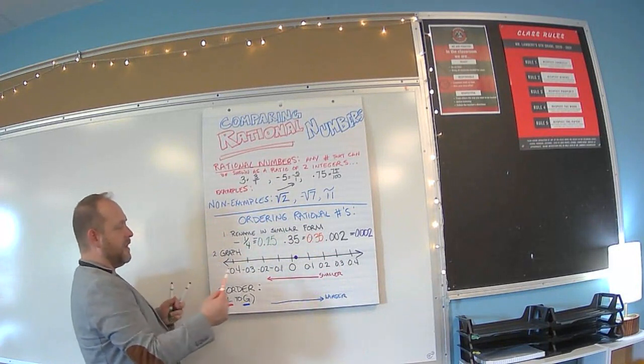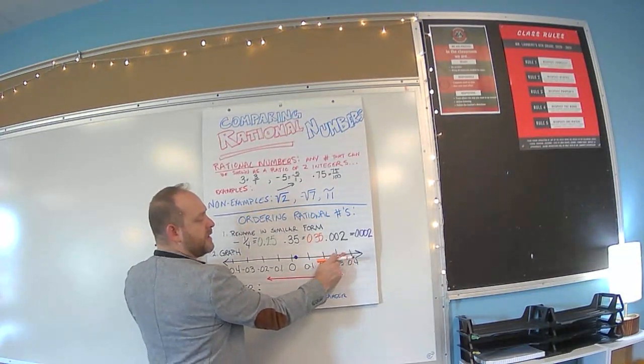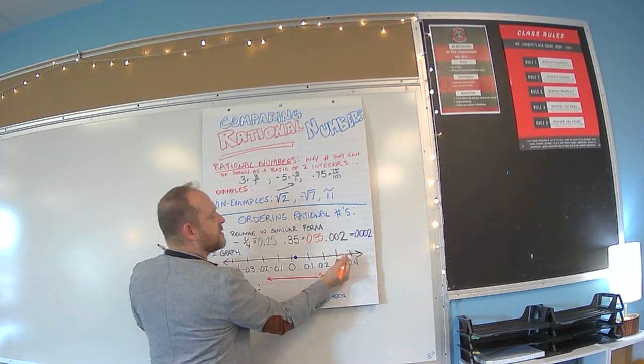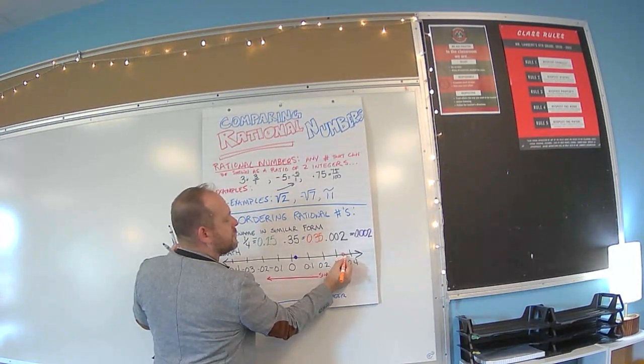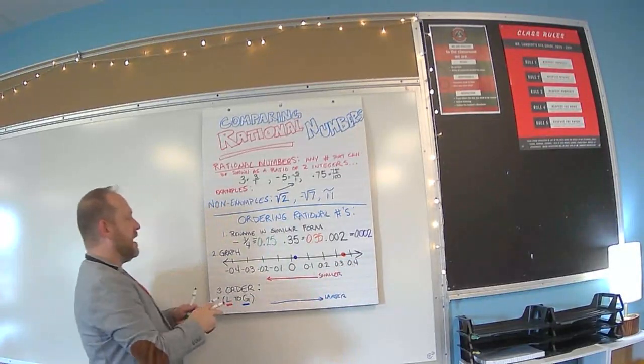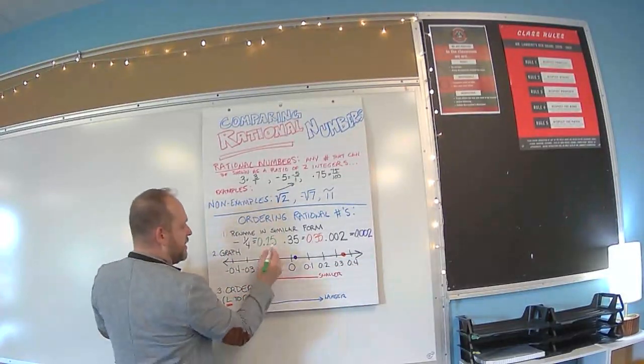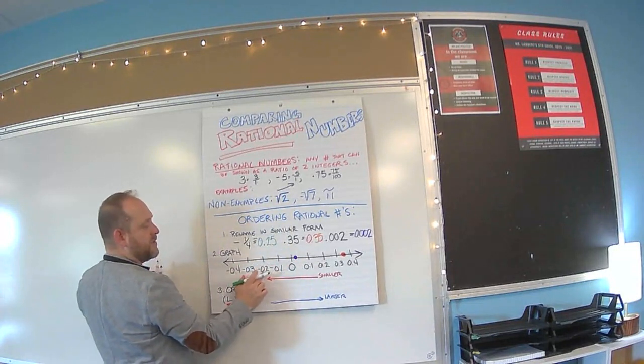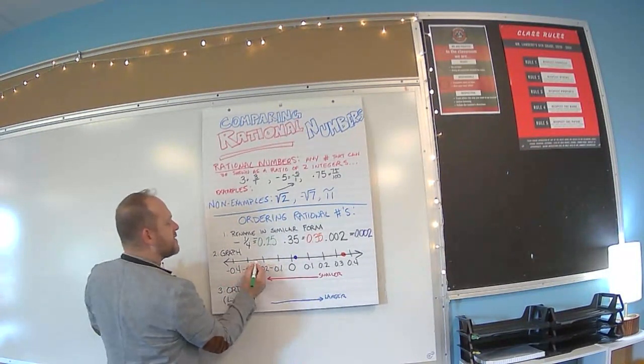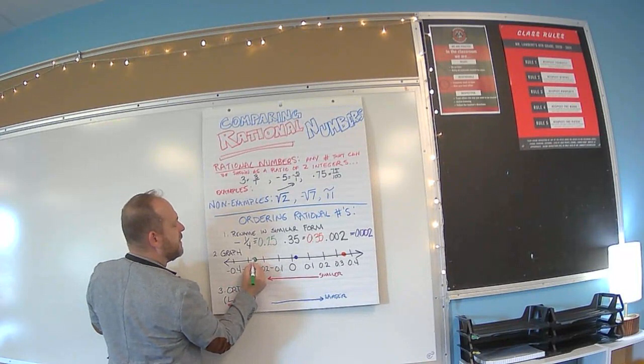35/100ths. Again, that's going to be right here, directly in between 3/10 and 4/10. And last but not least, I have -25/100ths. And that would be in between my -2/10 and my -3/10. Right smack dab in the middle.